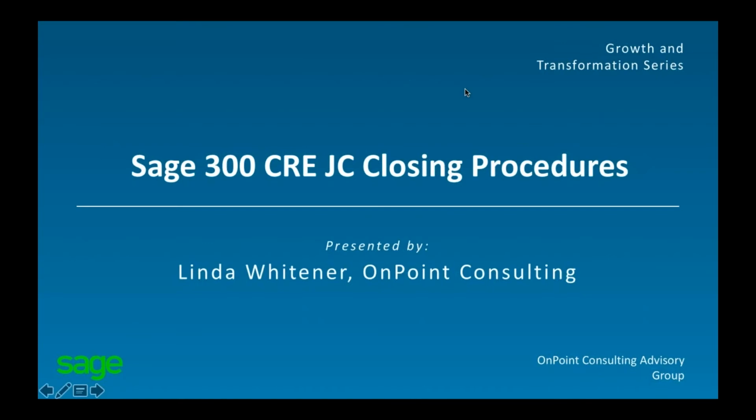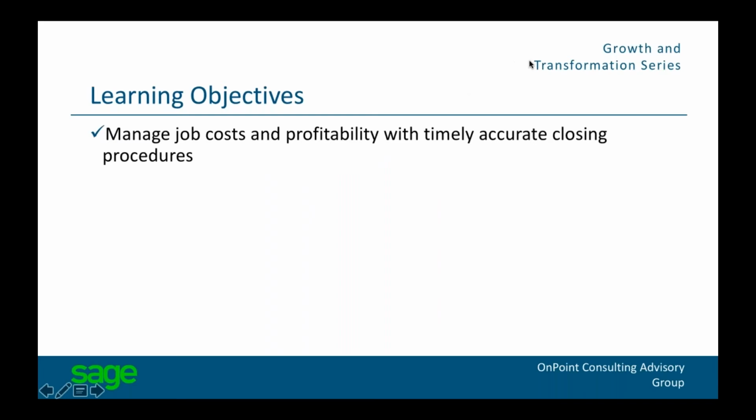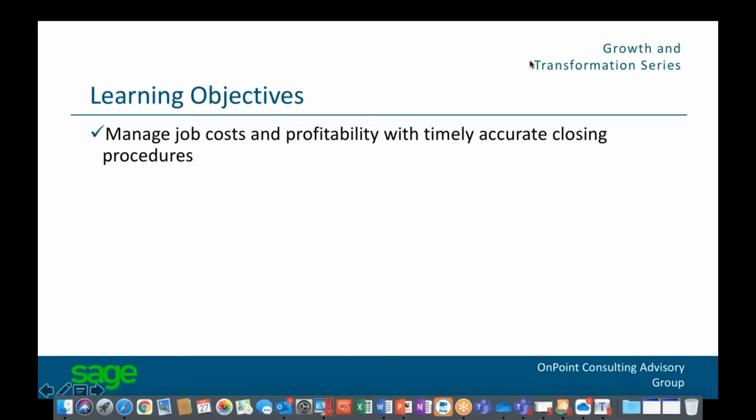Thank you, Barclay, and I appreciate everyone showing up. As she says, we're going to be going through the Sage 300 construction and real estate job cost closing procedures. What we want to learn today is how to manage job costs and the profitability on your jobs by getting timely, accurate closing procedures done. We're just going to go through some of the things that you can do to accomplish that.